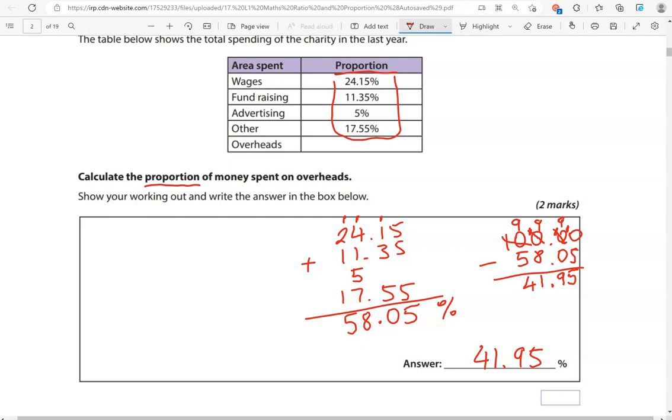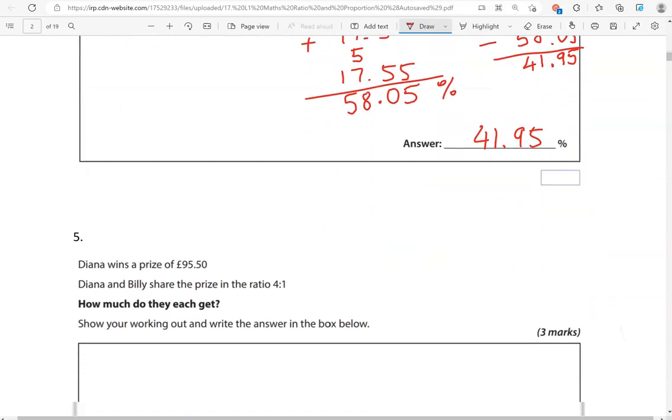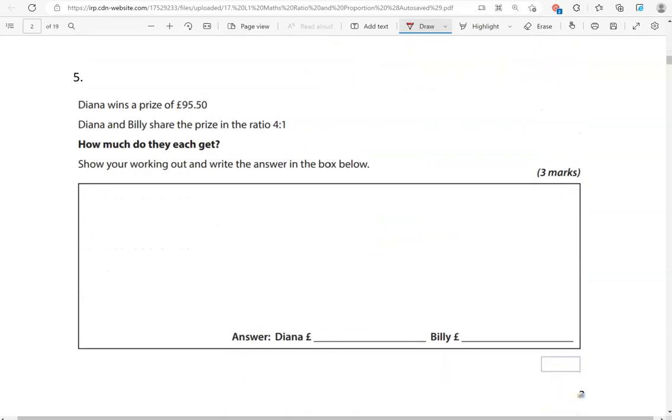Does it add up to 100? If it does, you've got the calculation done correctly. Diana wins a prize of £95.50. Diana and Billy share the prize in the ratio 4 to 1. How much do they each get? Show your working out and write the answer in the box below.